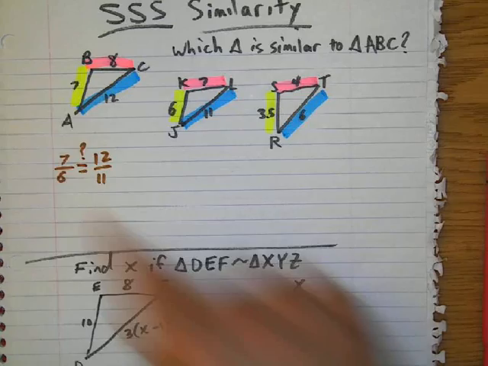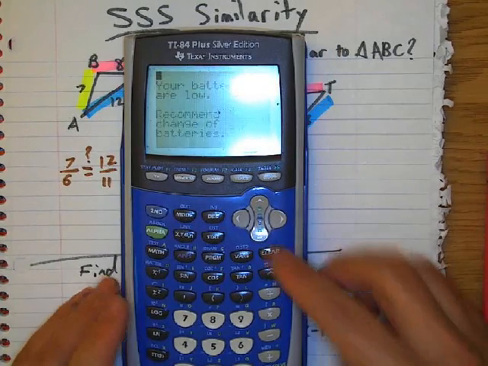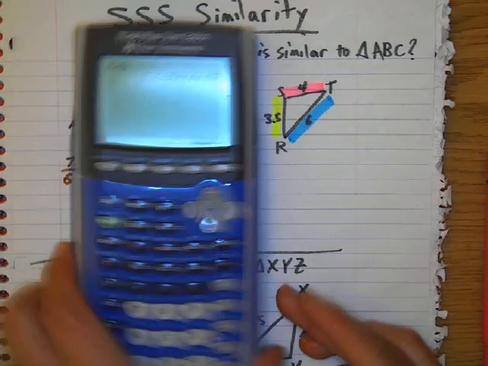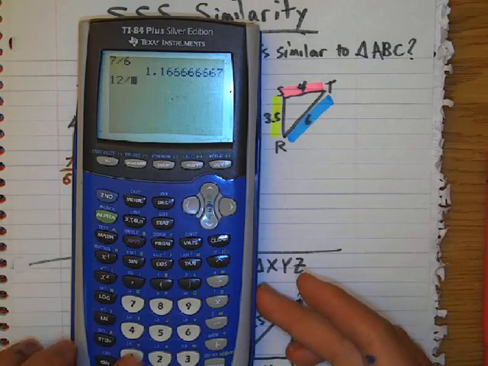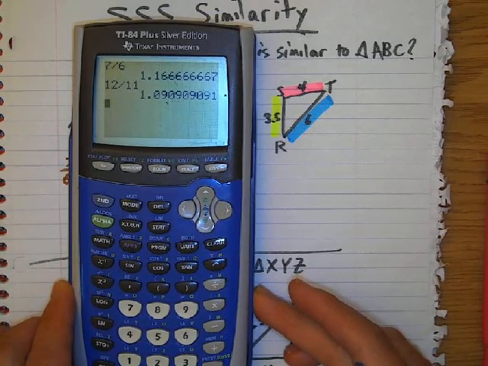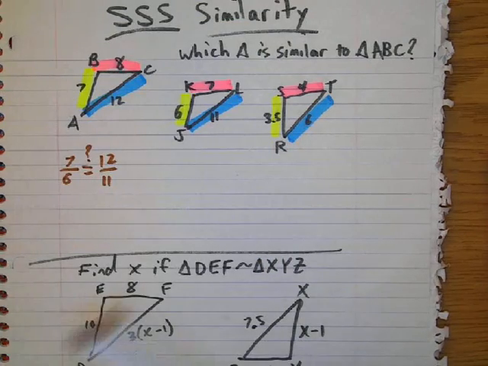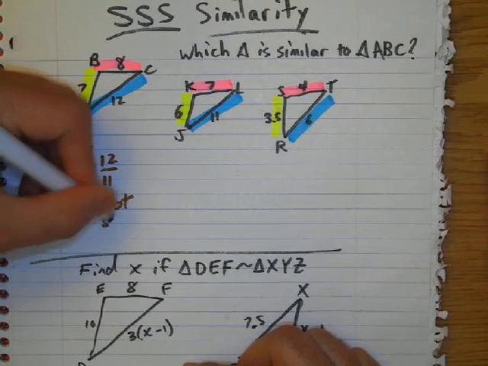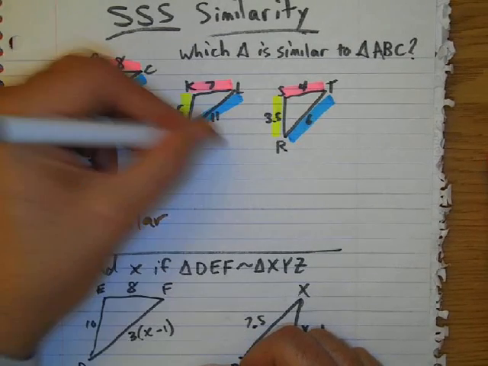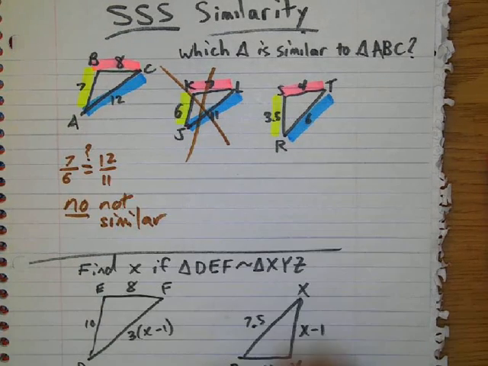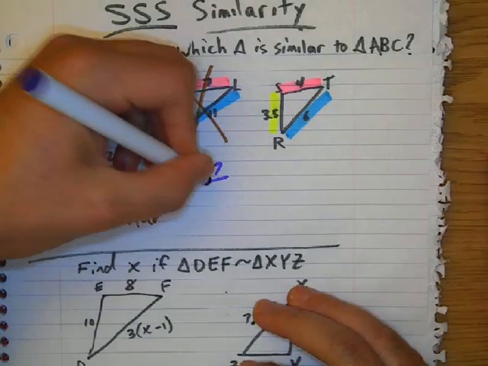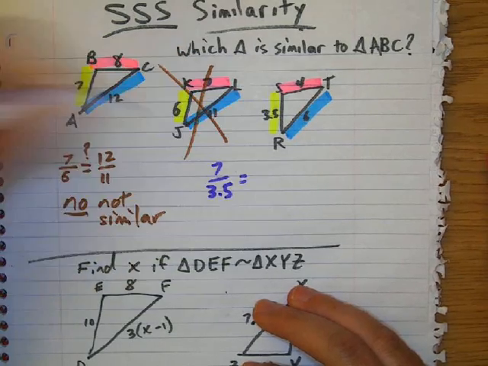Okay, so I can get my calculator out. What is 7 divided by 6? Okay, and then what is 12 divided by 11? No, those ratios are not equal. So this one is not similar to this one here. How about, let's see if the ratios of this are, so 7 over 3.5. Is that equal to 8 over 4?